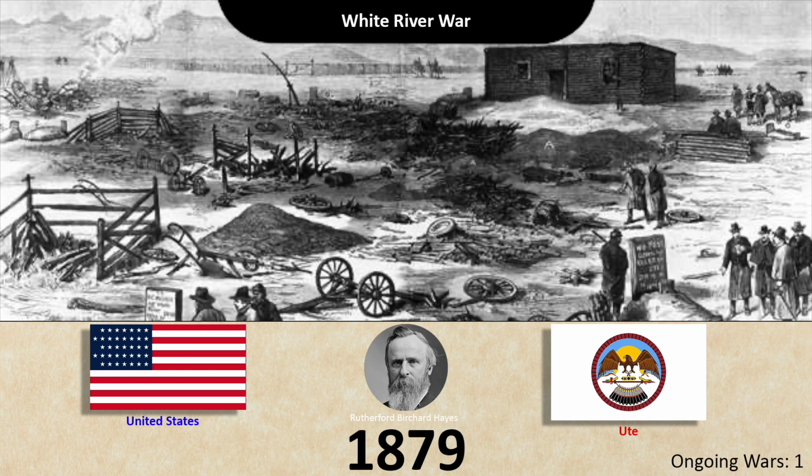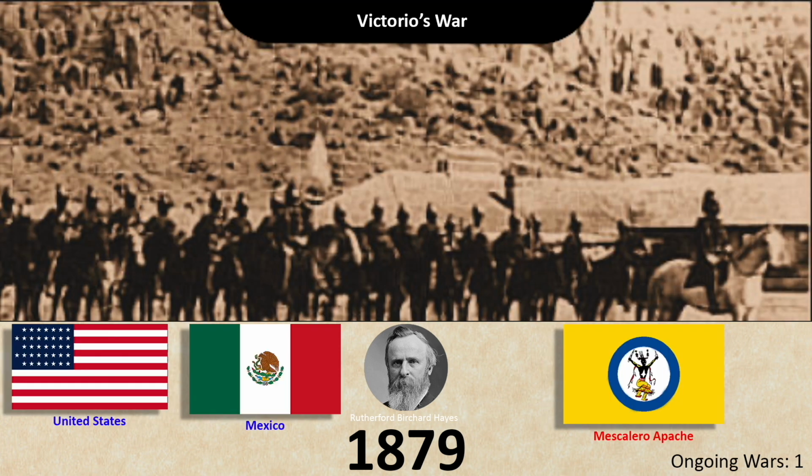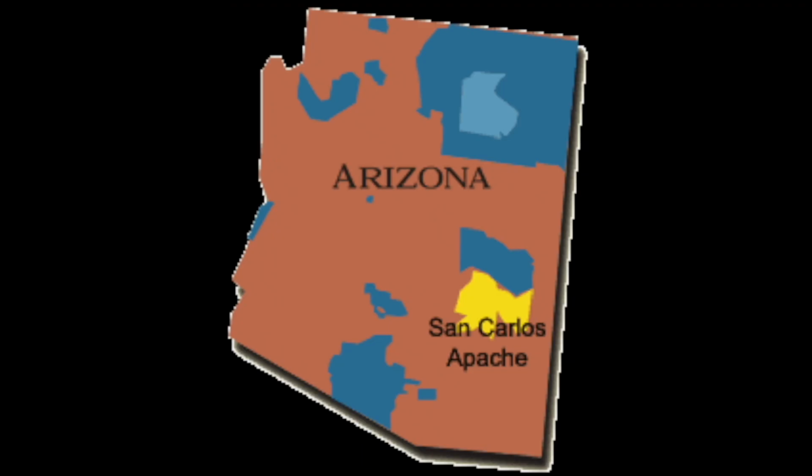Now, after this conflict, the Utes would lose most of the land granted to them, and they were forcibly removed from their land, which opened up millions of acres for settlers. But the same year, in 1879, we'd get Victorio's War, and basically, the U.S. government was pursuing the policy of concentrating all Apache bands to the San Carlos Indian Reservation in the Arizona desert.